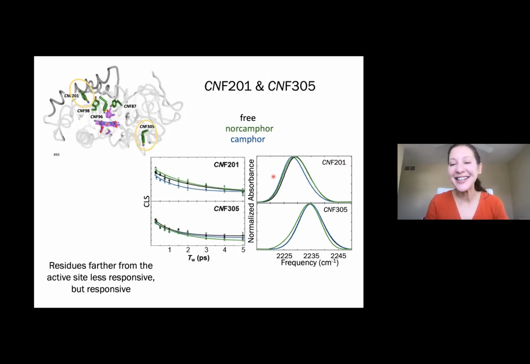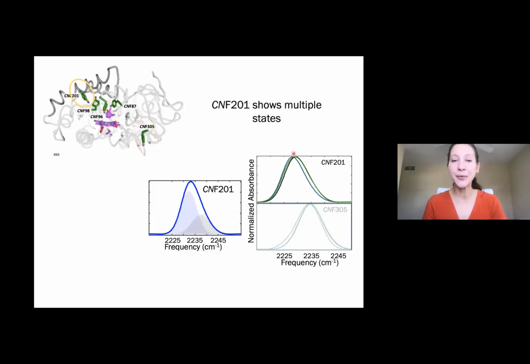So first, just looking at these 201 and 305, which are farthest from the active site, they were less interesting, so we're not going to spend that much time on them. They were sensitive to binding substrate reproducibly, but not as dramatic. And the one thing I just want to point out is that 201 here was fairly asymmetric and did in fact fit to 2 bands. And I'll bring that up in a moment here.